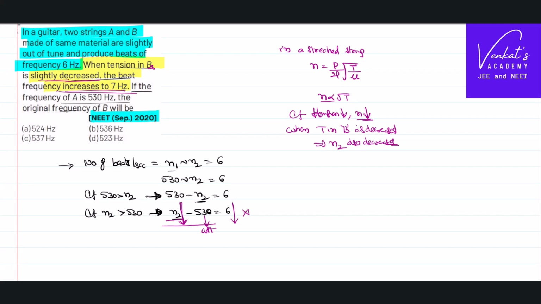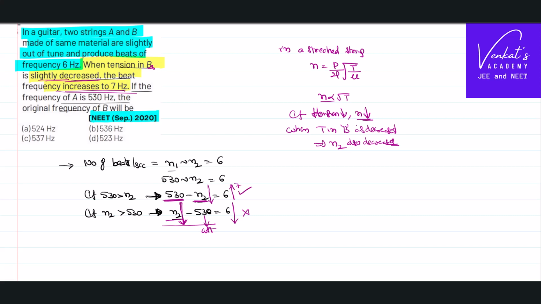Look at this other option. 530 is kept constant. The tension in the second wire is decreased, therefore its frequency decreases. In any mathematical equation, if the first term is kept constant and the second term decreases, the difference between them increases, to 7 as per the problem. So this is the correct equation.